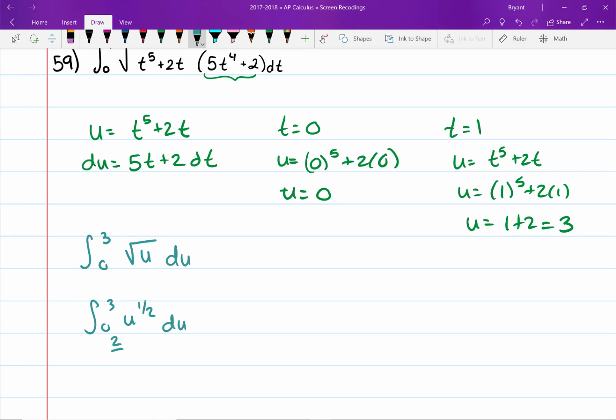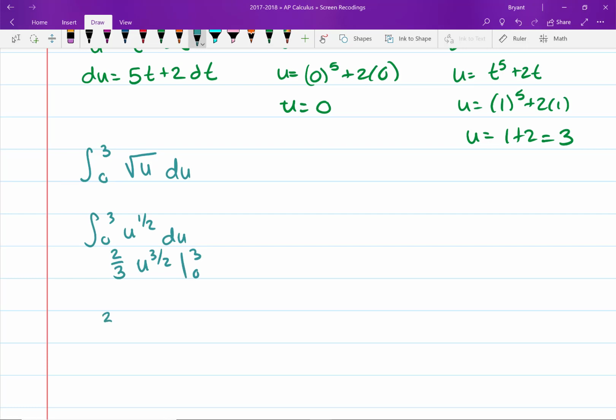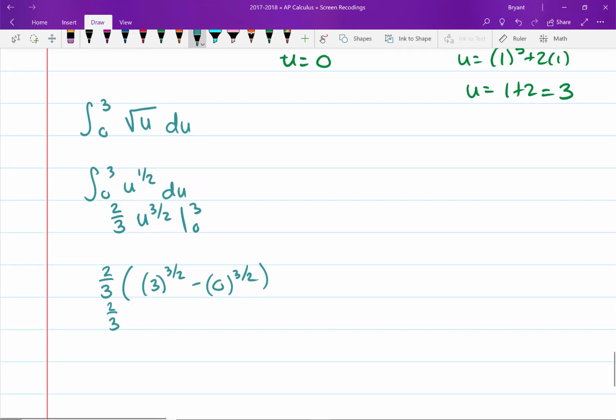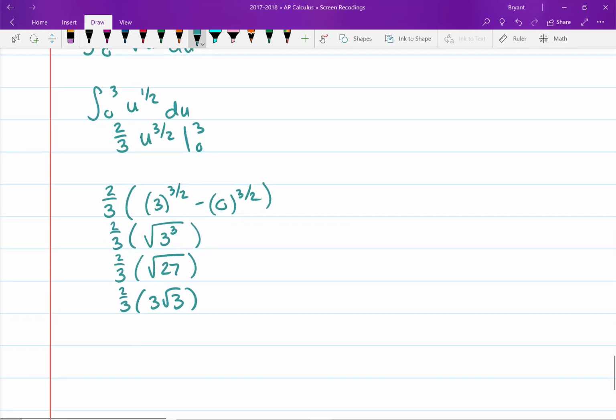This becomes 2/3 u to the 3/2 from 0 to 3. So I get 2/3 times 3 to the 3/2 minus 0 to the 3/2. I'm actually going to work the 3 to the 3/2 out. This becomes the square root of 3 to the 3rd power. So this is 2/3 times the square root of 27, which is 2/3 times 3 square root of 3, which becomes 2 square root of 3.